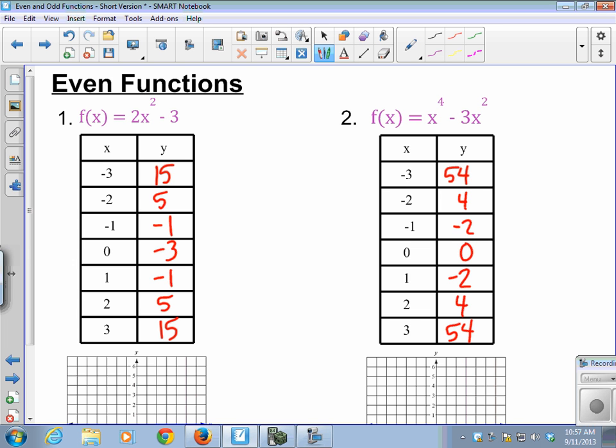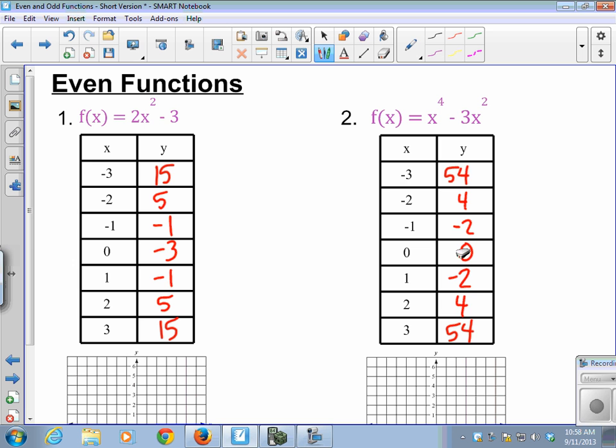Alright, so already I'm noticing a pattern in the tables. The pattern that I'm noticing is for both of these functions, it says these are even functions. So I'm looking for the relationship between the coordinates in an even function. Negative 3, if I plug that in, I get a positive 15. If I plug in a positive 3, I get a positive 15. Negative 2, I get 5. Positive 2, I get 5. Negative 1, I get negative 1. And positive 1, I get negative 1. And then 0 is just by itself there.